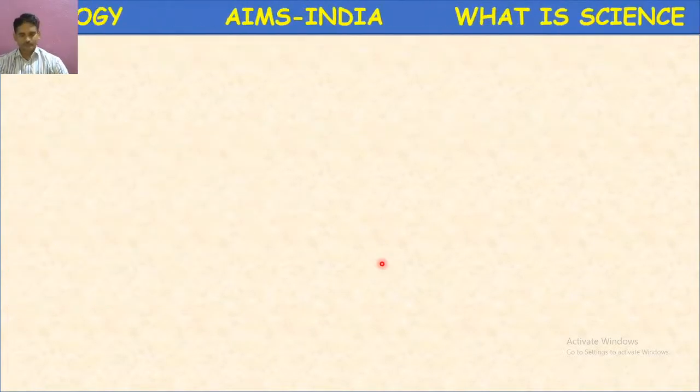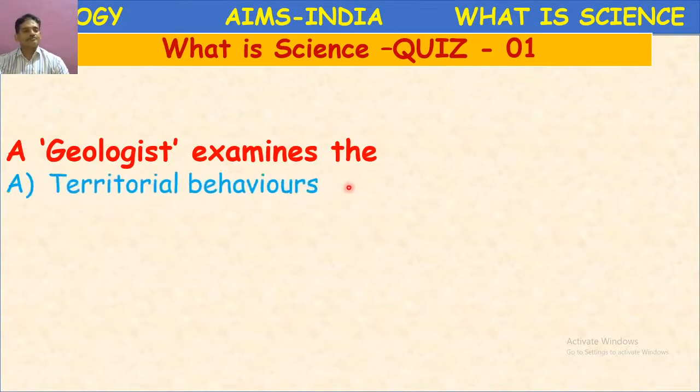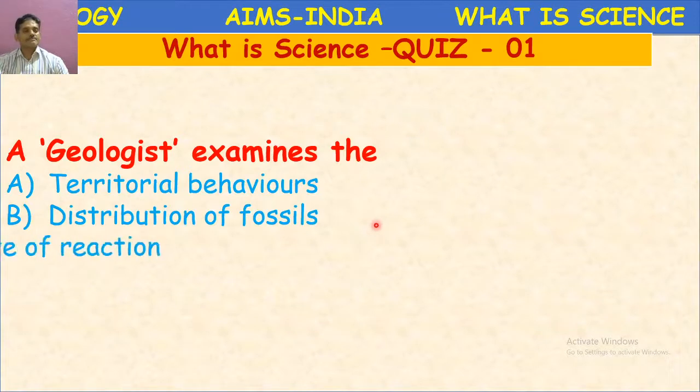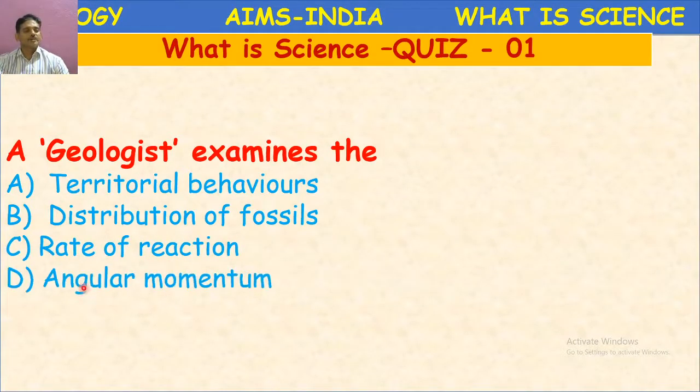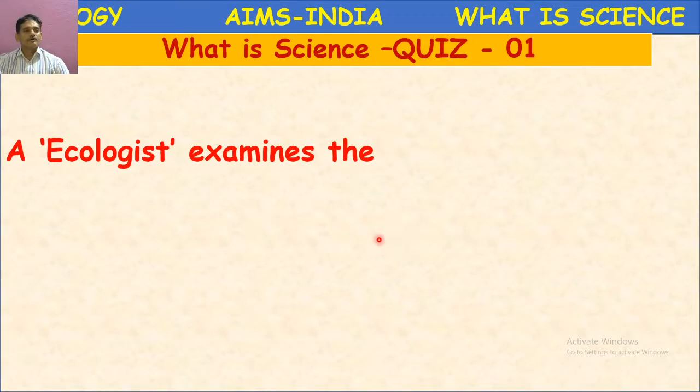Next question. A geologist examines the territorial behaviors, distribution of fossils, rate of reaction, angular momentum. A geologist's duty is he examines the distribution of fossils. B is the right answer. Come on, children. Easy question.